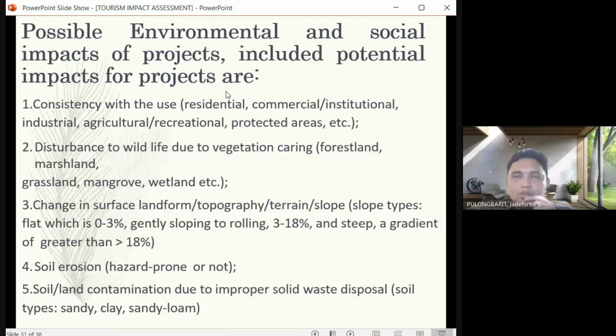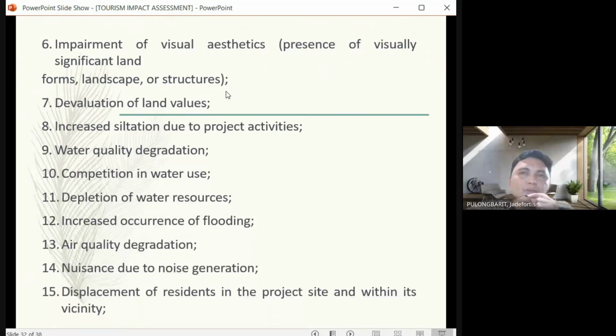Okay, so ito po yung mga possible environmental impacts and social impacts of projects, including potential impacts for projects na kailangan po na ma-assess ng maigi. Another one, ito pa: impairment of visual aesthetics, presence of visually significant landforms, landscape or structures, devaluation of land values, increased siltation due to project activities, water quality degradation, competition in water use, depletion of water resources, increased occurrence of flooding, air quality degradation, nuisance due to noise generation, displacement of residents in the project site and within its vicinity.